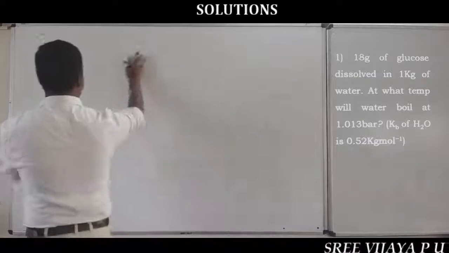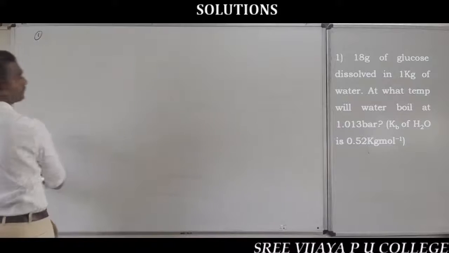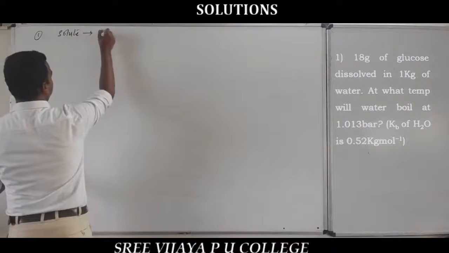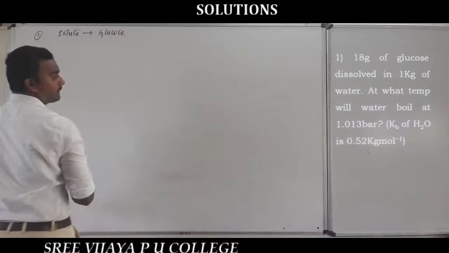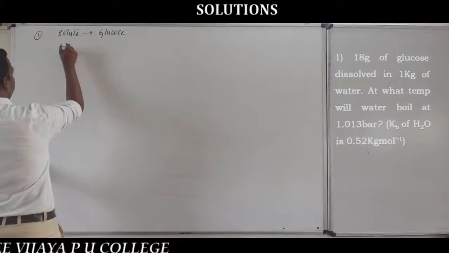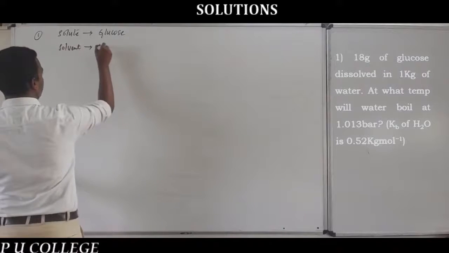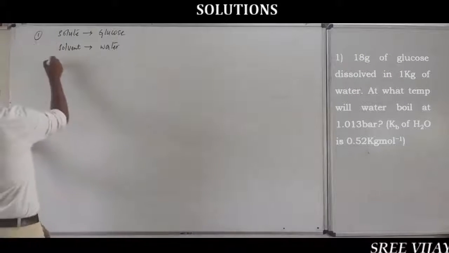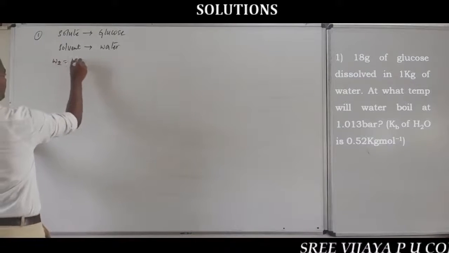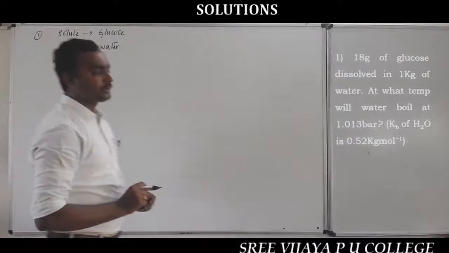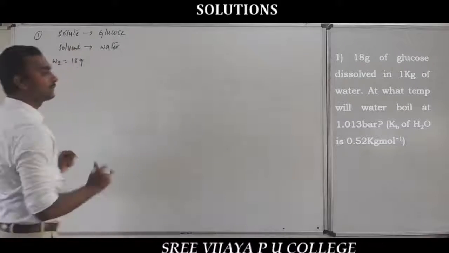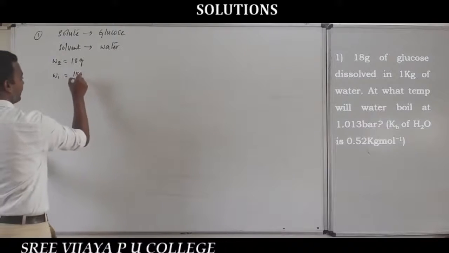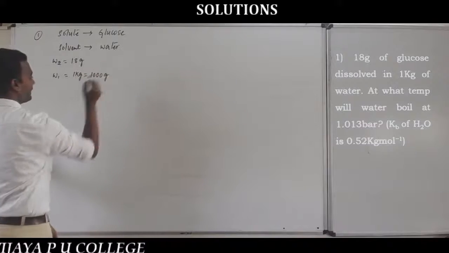So which is the solute? First we have to identify the solute and solvent. In the first problem, the solute is glucose, and the solvent here is water. So 18 gram of glucose, that is the mass of solute, W2 is equal to 18 gram. Dissolved in 1 kg of water, water is the solvent here, that is the mass of solvent, W1, and 1 kg is nothing but 1000 gram.